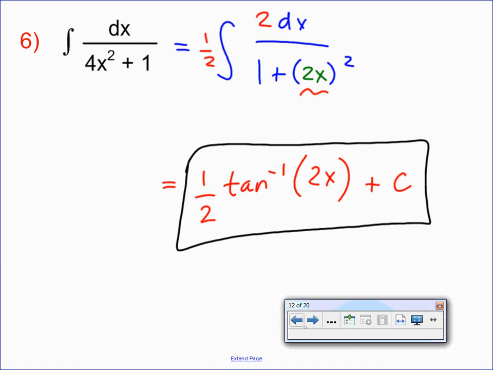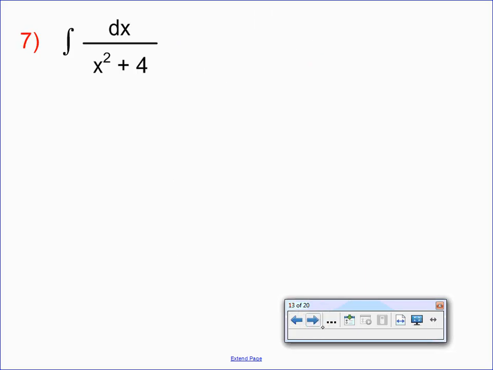If we could make it look like 1 plus argument squared, then we could utilize our inverse tangent. That's our only rule here that has the derivative of 1 plus argument squared on the bottom, and we don't have that derivative of the argument, a constant, on top. The only problem is that inverse tangent always has a 1 plus argument squared, and right now I have 4 plus x squared. So what are we going to do?